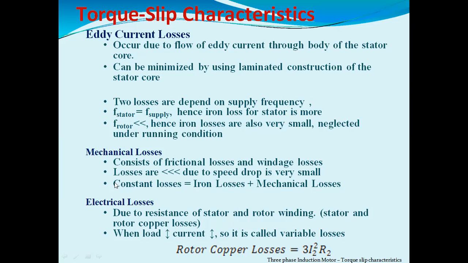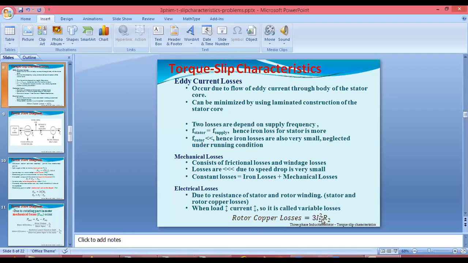Mechanical losses will be because of frictional losses and the windage losses. These are less as compared to the speed drop, so we can neglect that loss also. And we can say the constant loss will be the summation of the iron loss and the mechanical loss. And electrical losses we will get at the stator as well as at the rotor due to the resistance of the stator and the rotor winding. So we can take rotor copper loss equal to 3 I2 square R2.